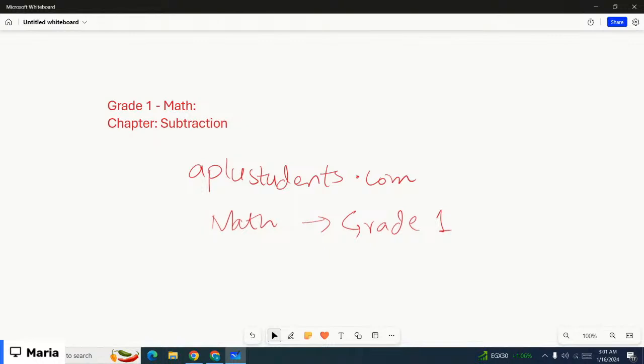We're going to start with the chapter subtraction. So please make sure you have your notebook and pencil so that you can note down the important examples and definitions as well, right? Let's just start with the lesson, chapter subtraction.